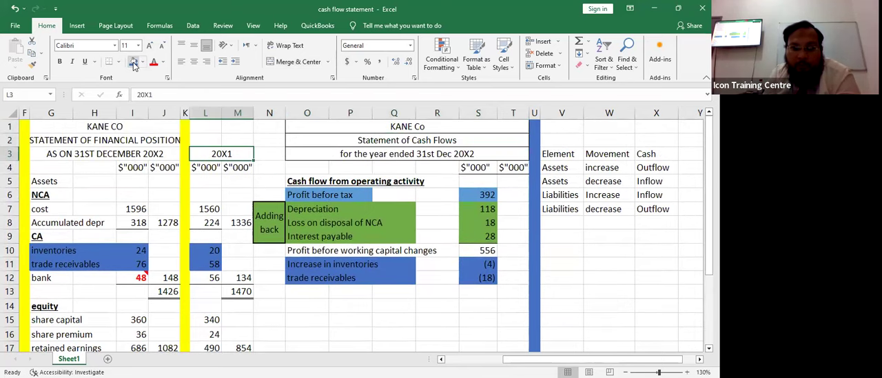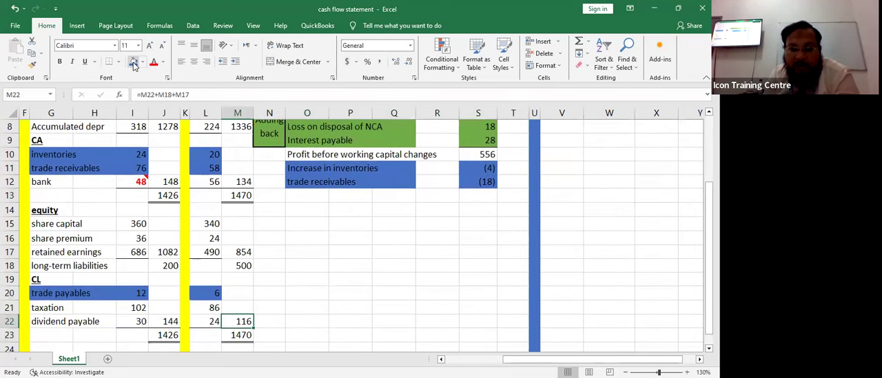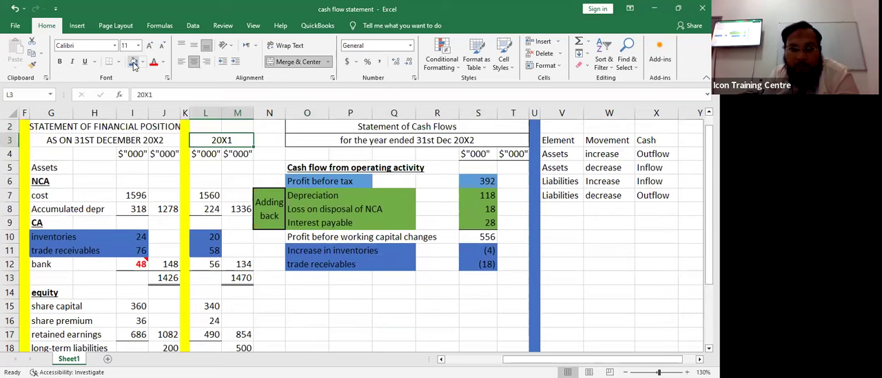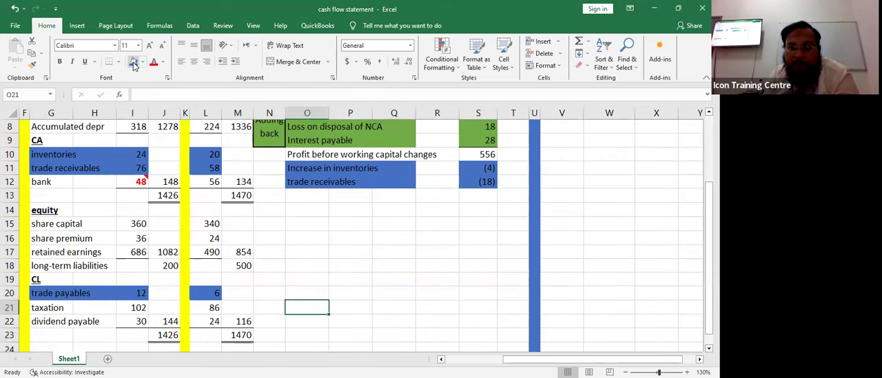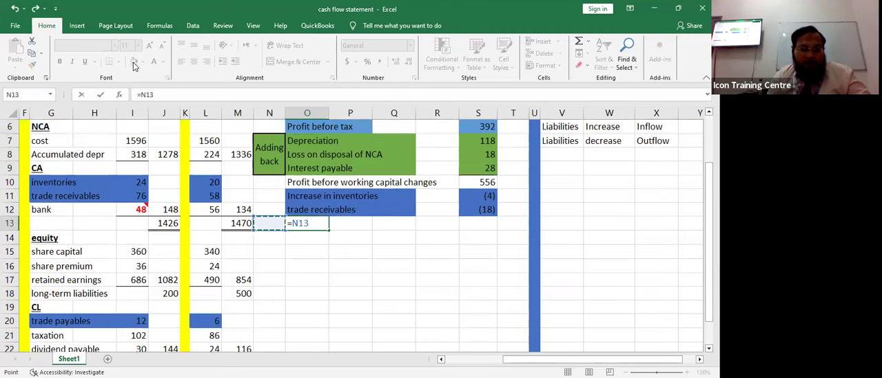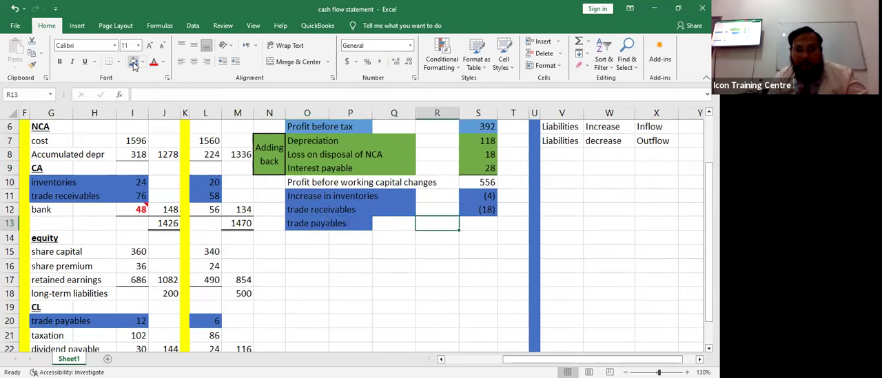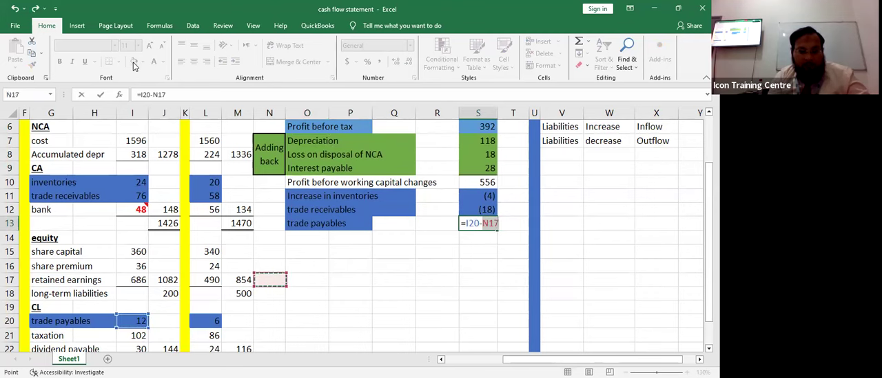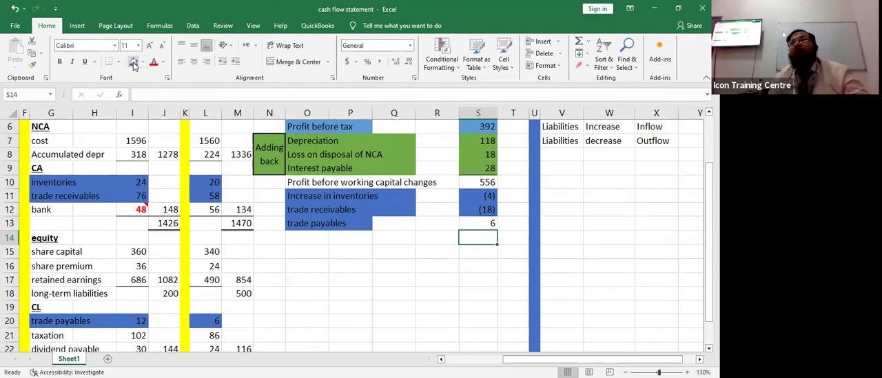Before, in 2001, it was 6. In 2002, it is 12. So it is increasing. When a liability increases, it is an inflow. So you will write trade payables: inflow.